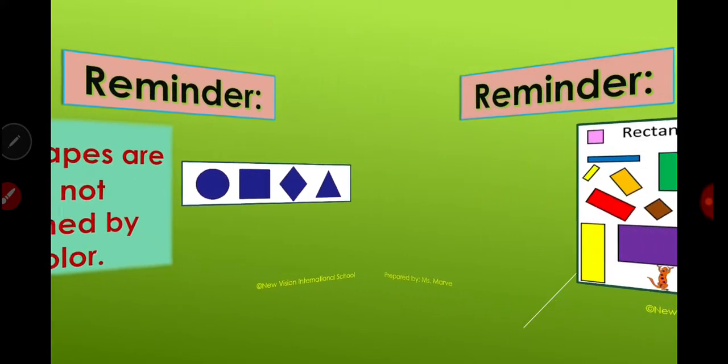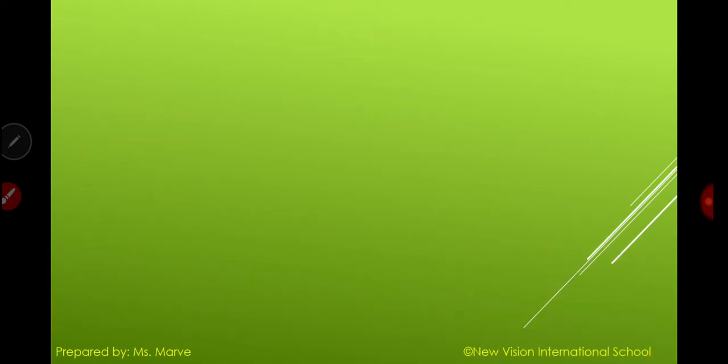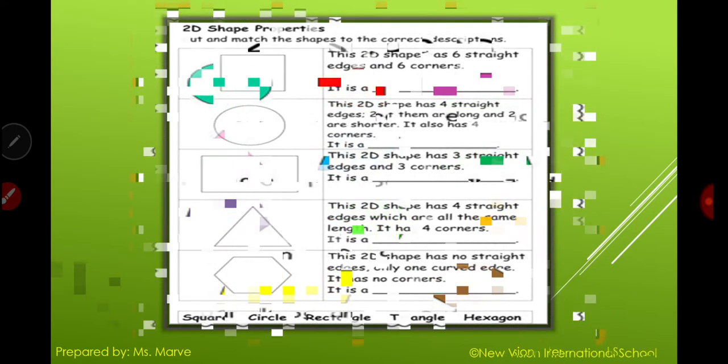Next, remember that shapes are not defined by size or position. Whether it is small or big, whether it is put upward, downward, at the side, still it is a shape or a 2D shape. Okay, so again, remind yourself that these are some examples of 2D shapes. We have square, rectangle, triangle, circle, pentagon, and so on and so forth.